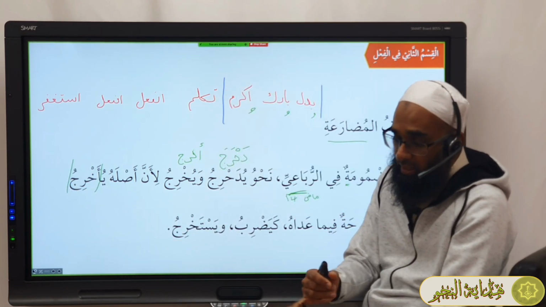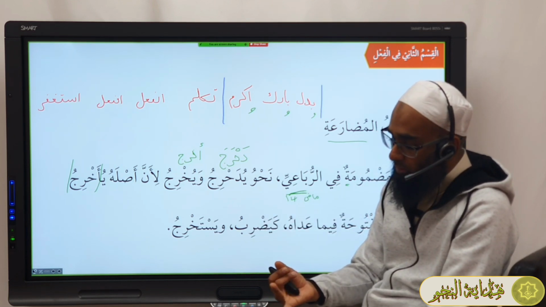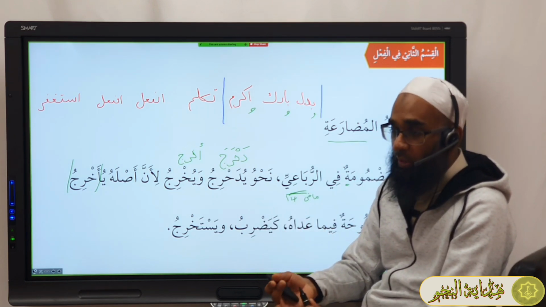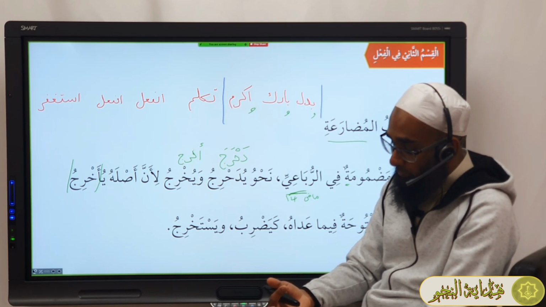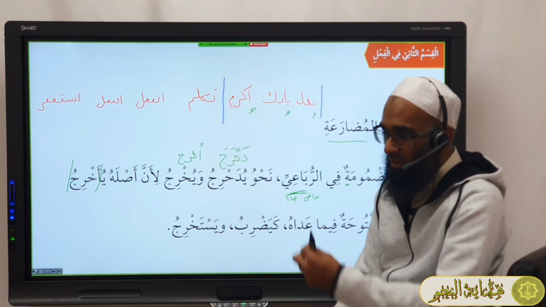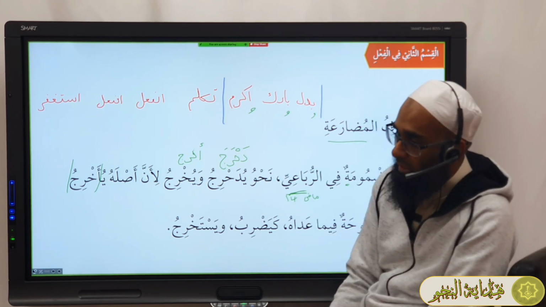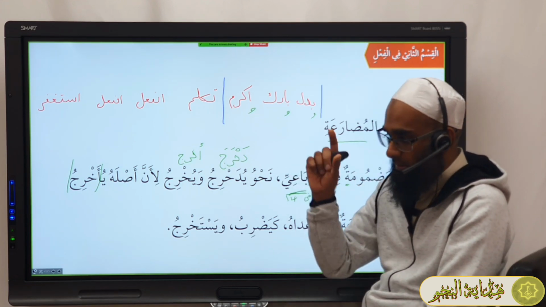Baddala, the madhi has 4 root letters. The mudhari will be yubaddilu. Baraka has 4 letters: ba, alif, ra, ka. The mudhari will also have a dhamma, yubariku. Akrama: alif, hamza, kaf, ra, mim. So the mudhari will be yu'akrimu. Then you do yukrimu, you do hazaf of the hamza, لكثرة الاستعمال. Is that clear now? I think I made a mistake initially.